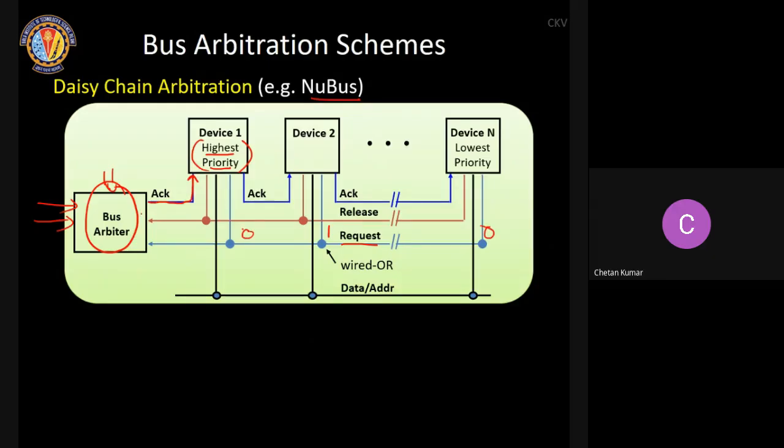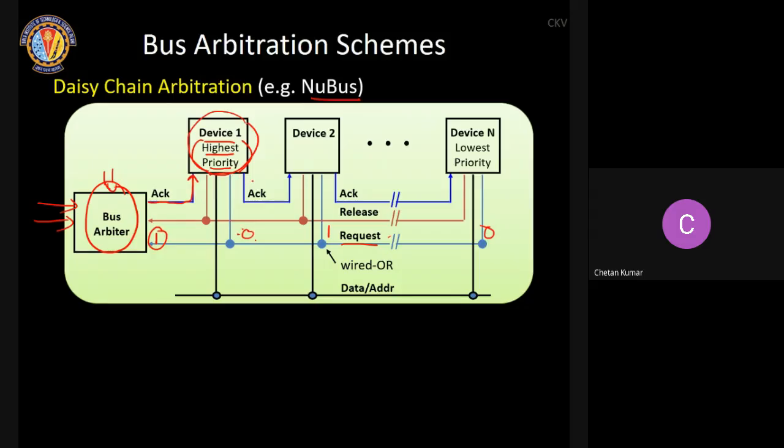So what happens in this case? This will be one. It's like an OR of all of these things, so this will be one. When it sees that there is a one on the request signal, it will send an acknowledgement to check which device has actually requested bus access. It will send an acknowledgement signal to the device which has the highest priority. This device will tell whether it has requested or not. If it has not requested, it will say I have not requested the bus access.